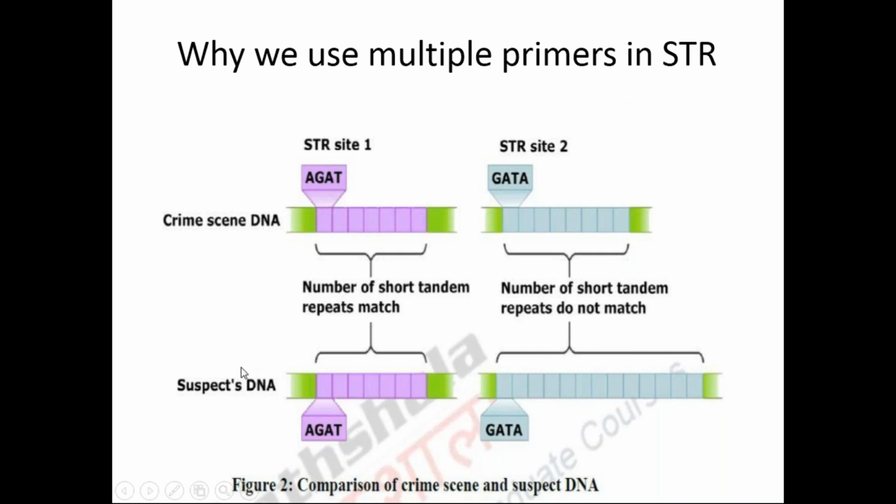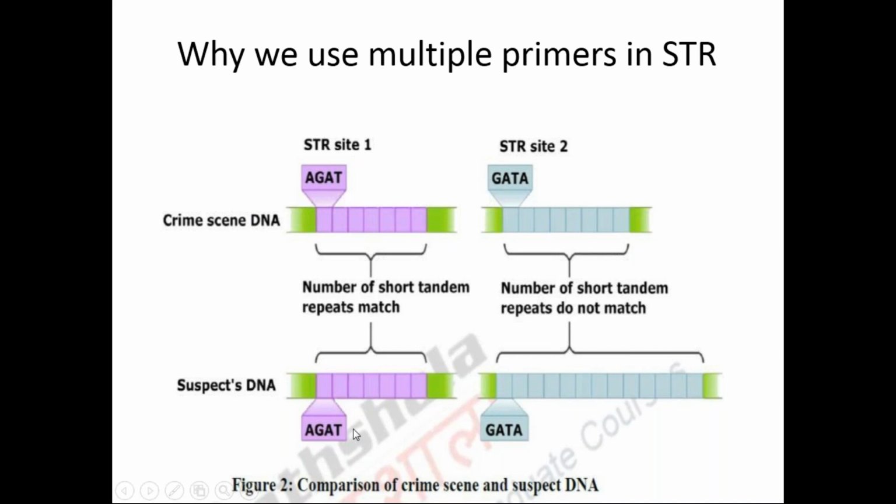On this slide, you can see the crime scene DNA and the suspected DNA. This is the first STR sequence, and this is the second STR site. From the same genomic DNA, we utilize two sets of primers. The first set of primers amplifies these regions, and the second set amplifies those regions. After performing PCR, we get two products.